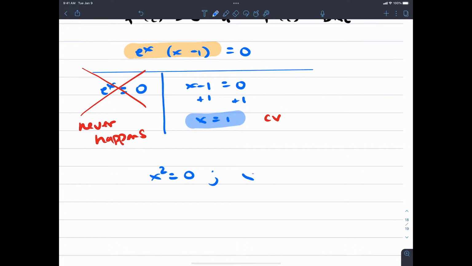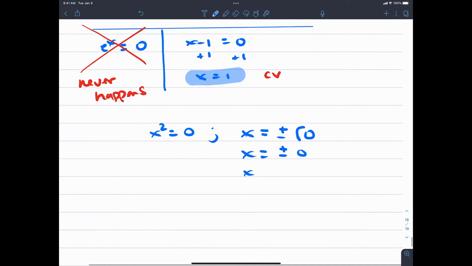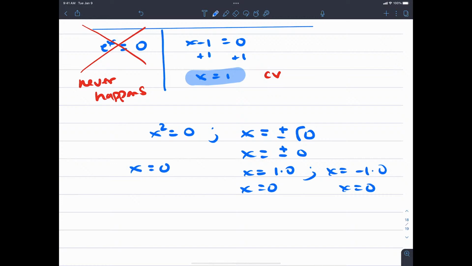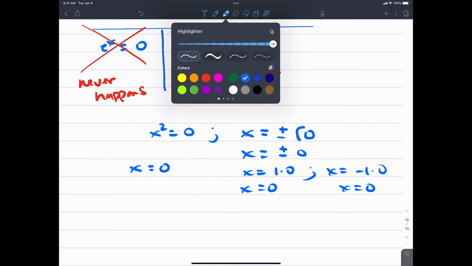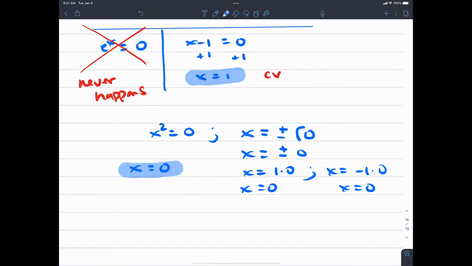That means x is what? Is x 1? No. There's a couple ways I could do that. Square root formula, maybe, right? Square root of 0 is 0. Plus or minus 0 really means positive 1 times 0, and negative 1 times 0. Oh, that means x is 0. In other words, x equals 0 is another critical value, sort of.